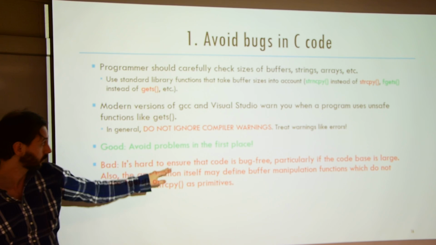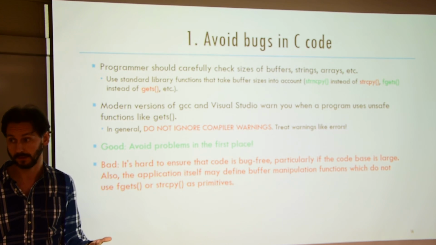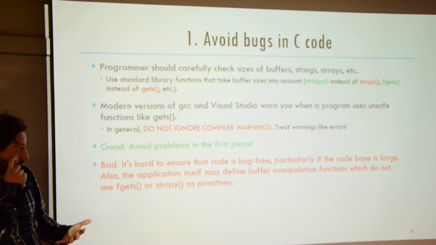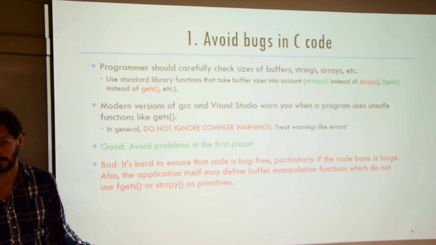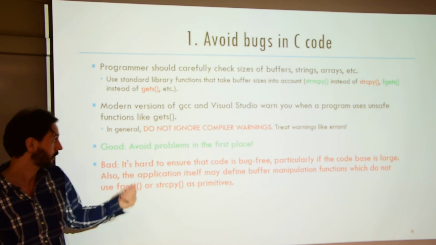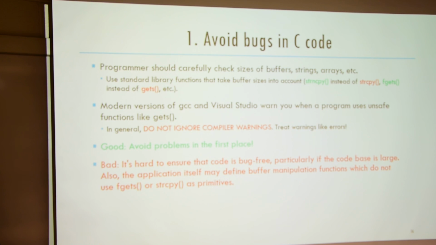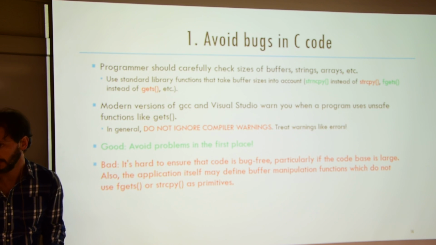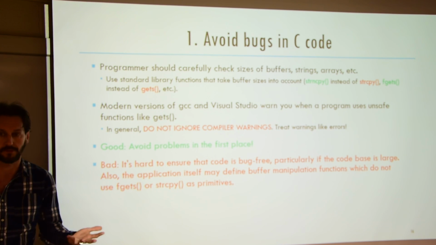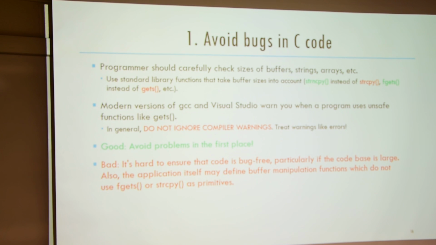It's hard to ensure that code is bug-free, and we talked about that in our previous lecture, right? Because there are so many lines of code and you really don't know. You cannot just verify everything, particularly if the code base is large, right? So the application itself may define buffer manipulation functions which do not use these types of primitives. So the compiler doesn't really see whether something could be dangerous, so no warning is even issued.